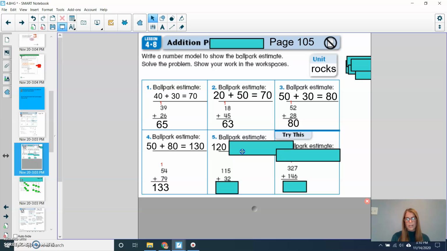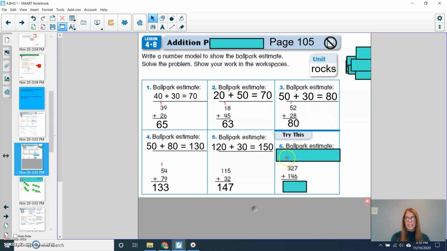115 is going to round to 120. 32 is going to round to 30, which brings me to 150. And then 5 plus 2 is 7. 1 plus 3 is 4. And then I just add my 1, giving me 147.